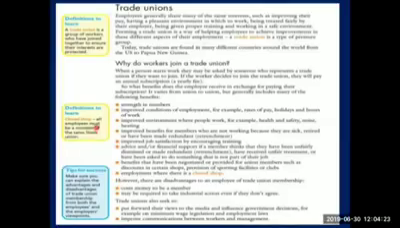Closed shop. What is a closed shop? All employees must be a member of the same trade union. There's a concept of closed shop, that the employees must be part of the same trade union.